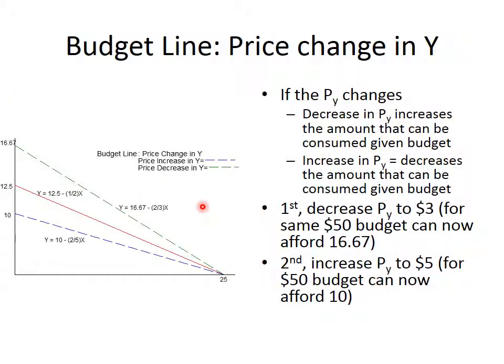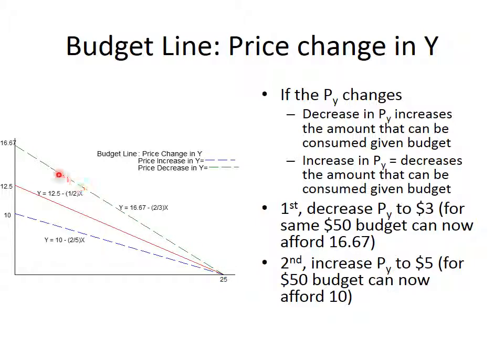Now, if we, however, keep the budget the same, keep our income the same, but instead change the price of the products, then what we're going to end up doing is changing the slope. Okay? Now, for green, for example, which is our first, we'll decrease the price of Y to $3. For the same $50 budget, you can now afford 16.67. Okay? We can still afford the same number of X's. We haven't changed the number of X.